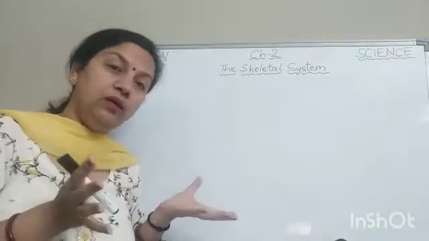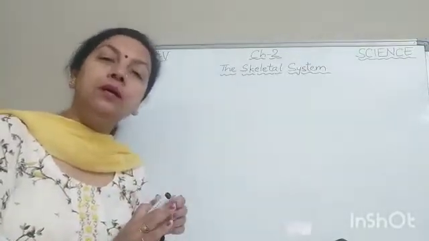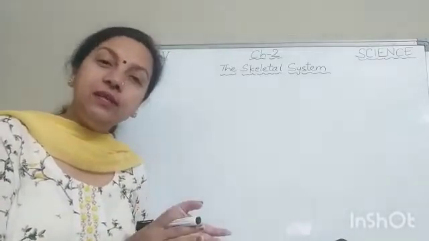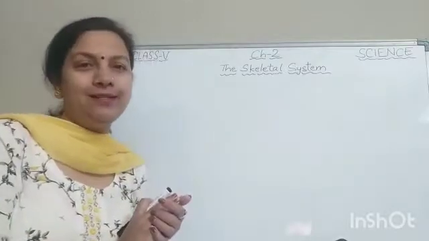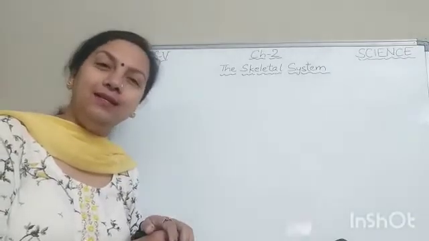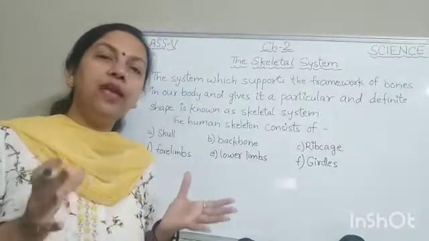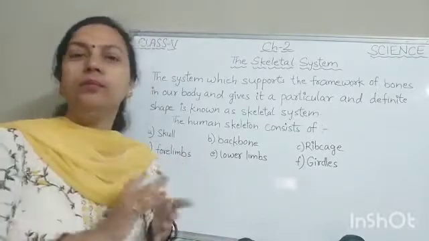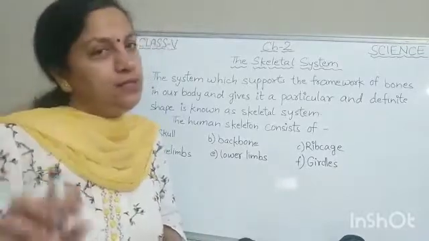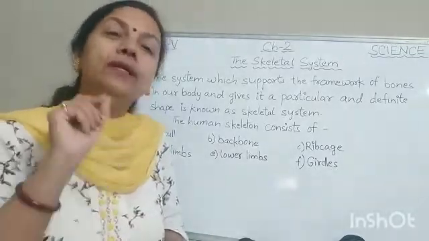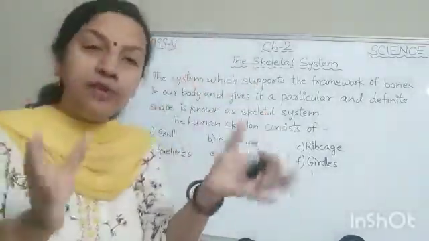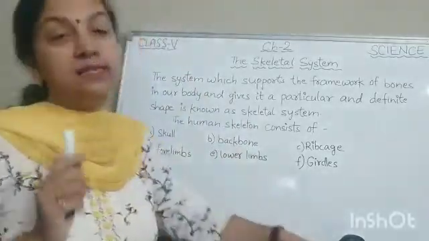Children, a group of organs work together to make up a body system, like the circulatory system. In the previous chapter, we learned about the circulatory system. Now, in this chapter, we will learn about the skeletal system. We have different types of bones in our body. A human body is made up of nearly 206 bones. How many? 206 bones. These bones together form a framework which is known as the skeleton.